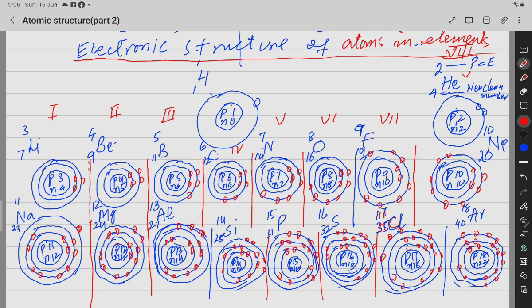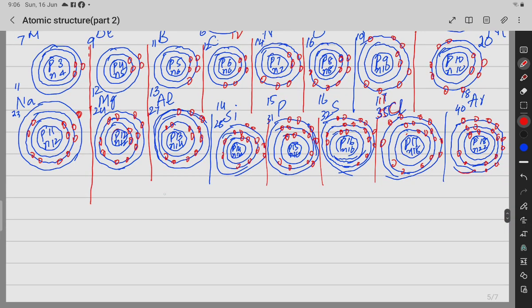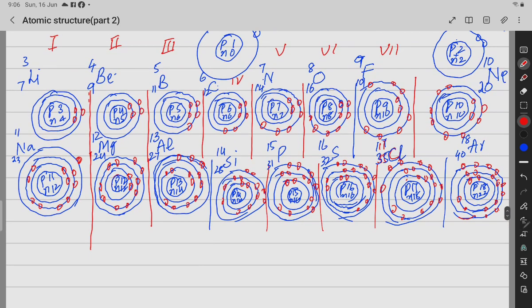So group 8 has always 8 electrons except helium, which has 2 electrons. So group 8 has a stable arrangement of electrons: 1, 2, 3, 4, 5, 6, 7, 8. So always 8 or 2. And this is period 3.